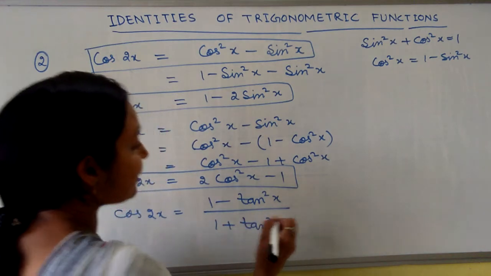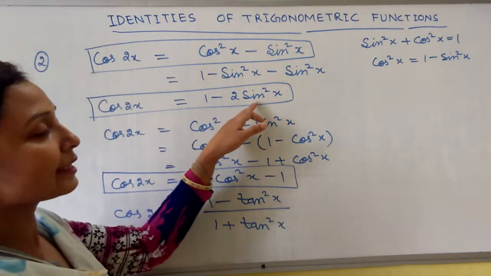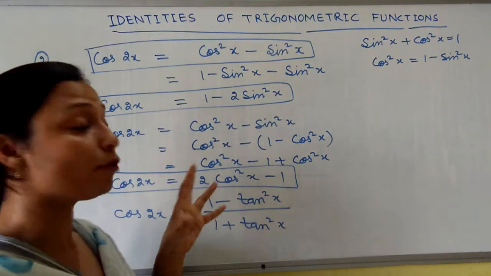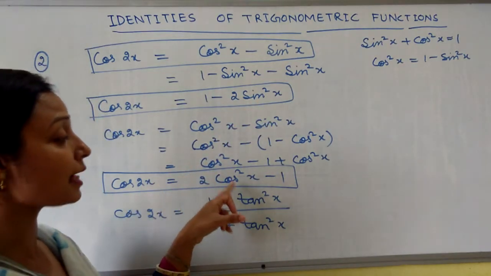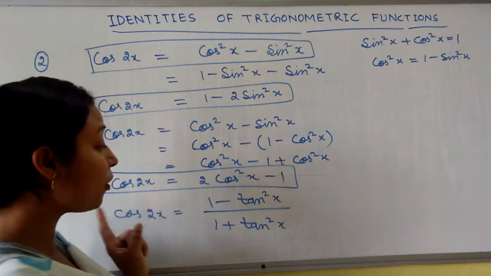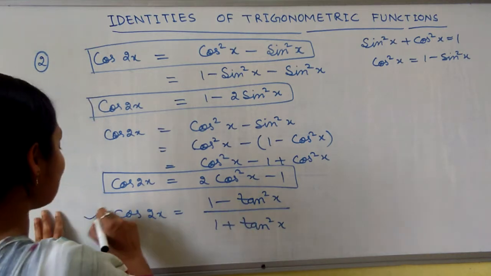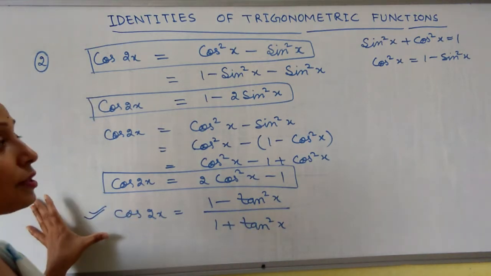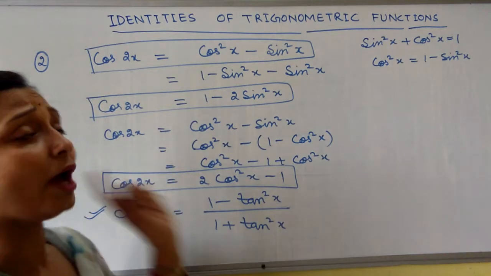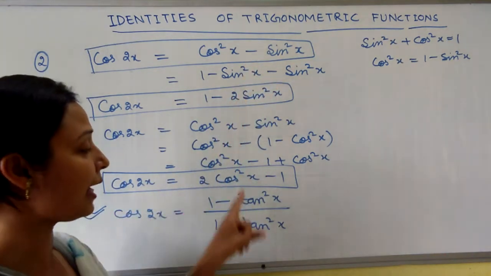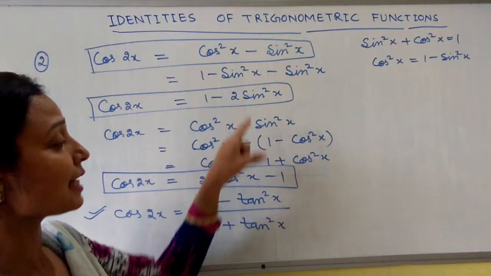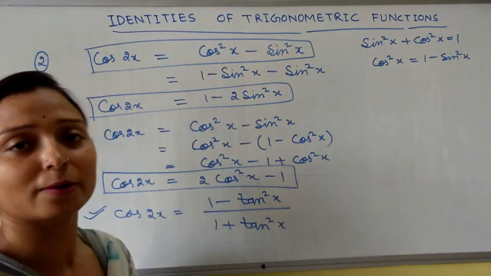If I want to take the formula in the form of sine, I will take this. If I want the formula of cos 2x in the form of cos, I will take this. If I want the formula in the form of tan, I will take this formula. So this is the way to learn the formula. You have to learn only this formula and this formula. This and this can be made by using this formula.